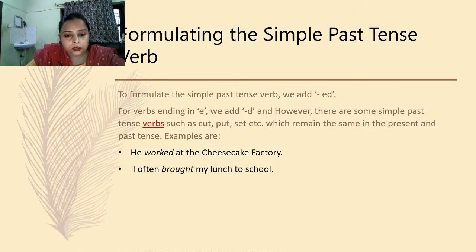So, I often bought my lunch to school. Here, if I talk about something in the present, I will say I work in a cheesecake factory. That means I am talking about the present event. But the moment I add ed to the verb, he worked at a cheesecake factory, it means I am discussing an event that had happened in the past.